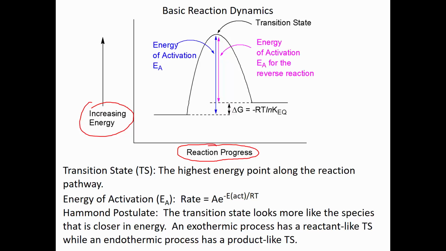Here is a hypothetical reaction occurring in one step. Here we have the reactants, and here we have the products. We say this is an example of an endothermic reaction because the products are higher in energy than the reactants.